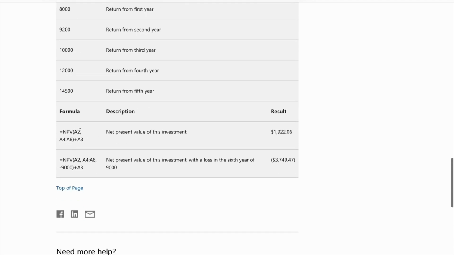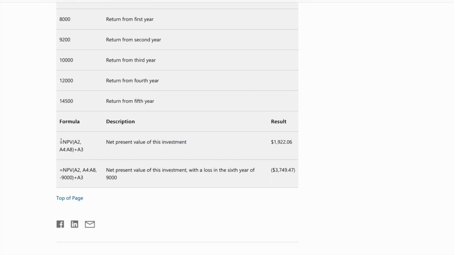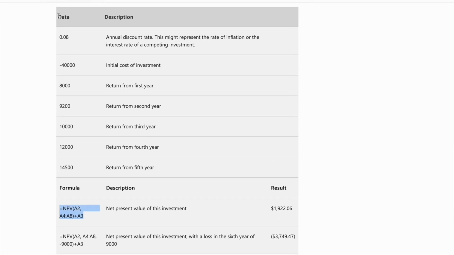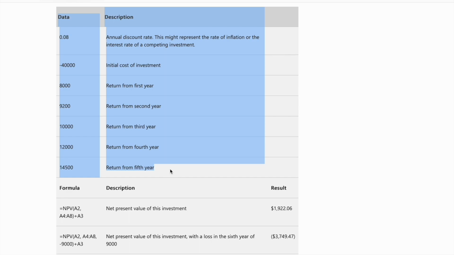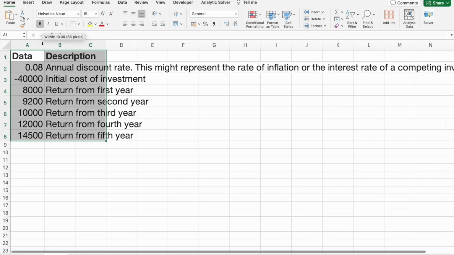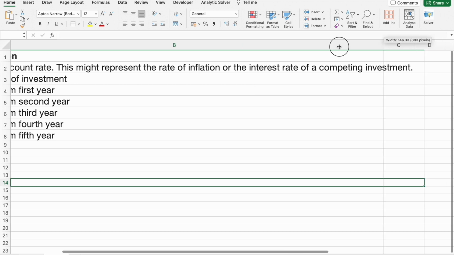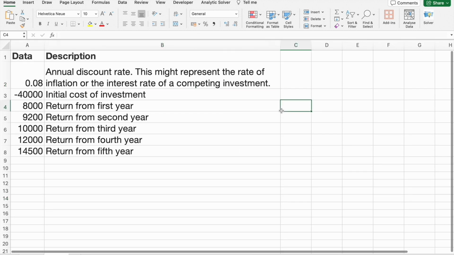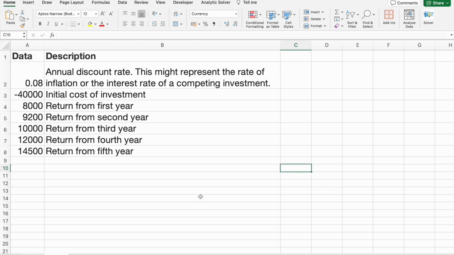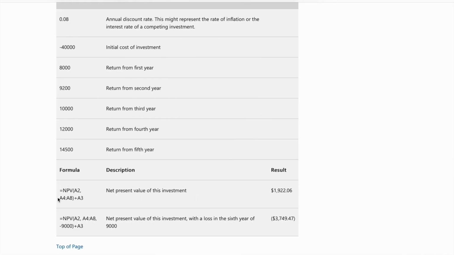So here we have this formula, the net present value of this investment. So we got $1,922.06. As you can see here, we are just going to copy this formula. So before that, let me copy the entire table. Here you can see the table. So let's copy the formula here.